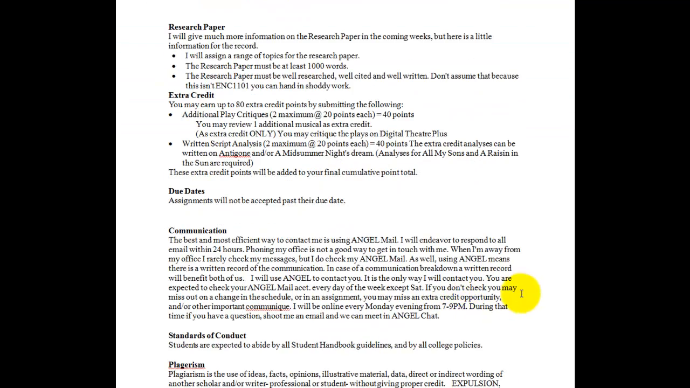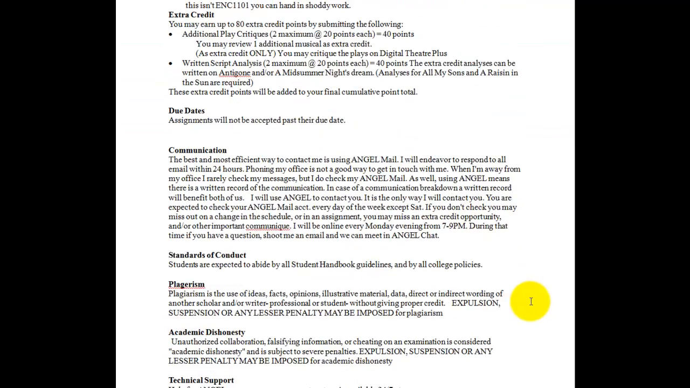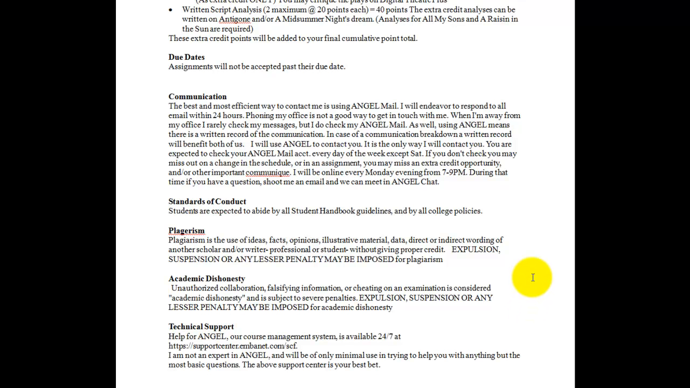Communication. The best and most efficient way to contact me is using Angel Mail. I will endeavor to respond to all email within 24 hours. Phoning my office is not a good way to get in touch with me. When I'm away from my office, I rarely check messages, but I do check the Angel Mail regularly. It's also important, if we use Angel, there is a written record of our communication, and in case of a communication breakdown, a written record will benefit both of us.